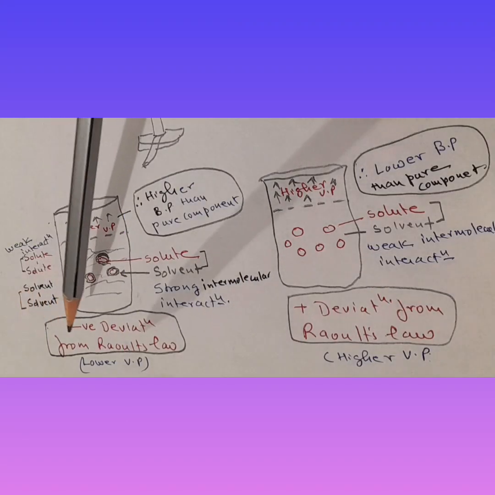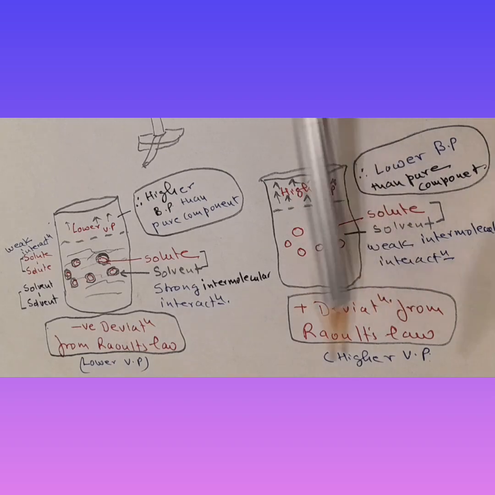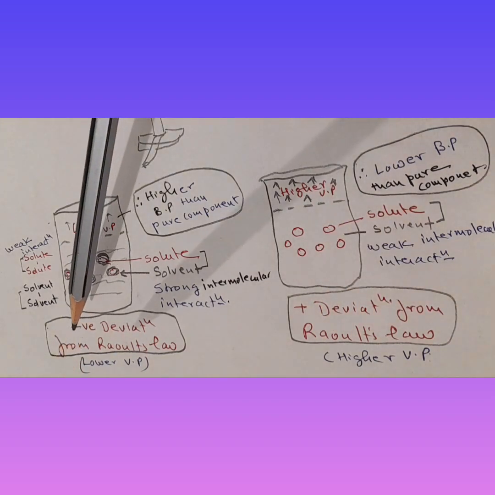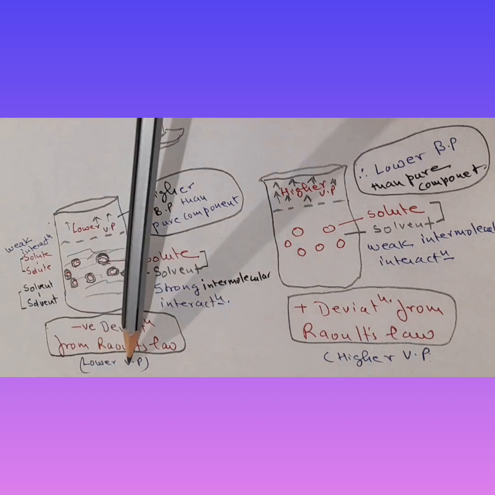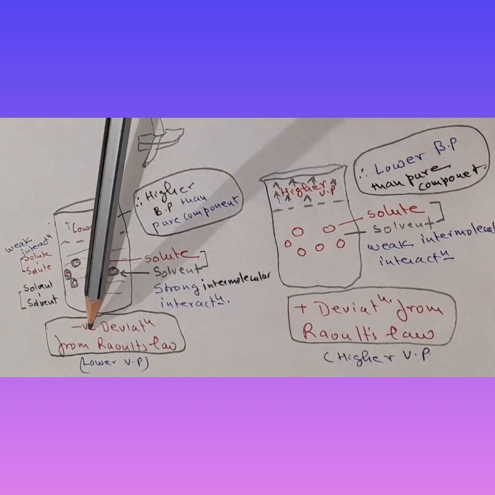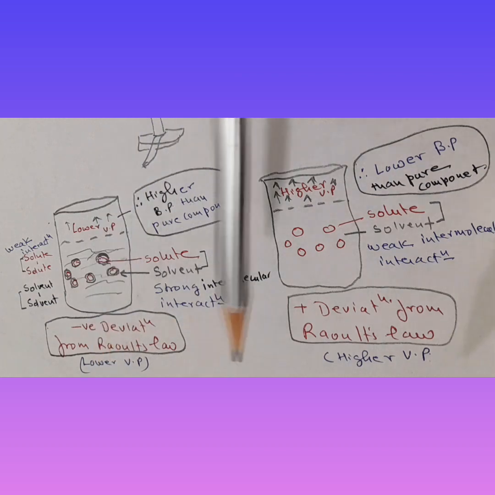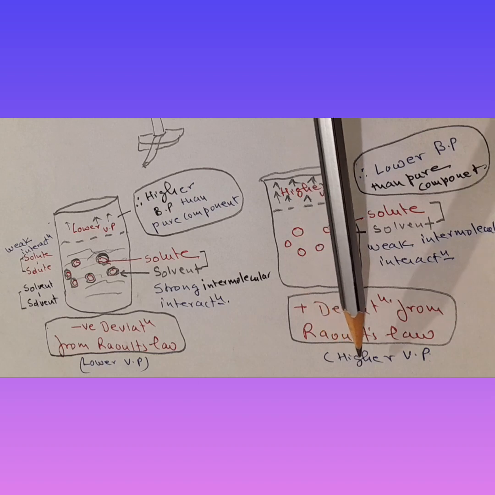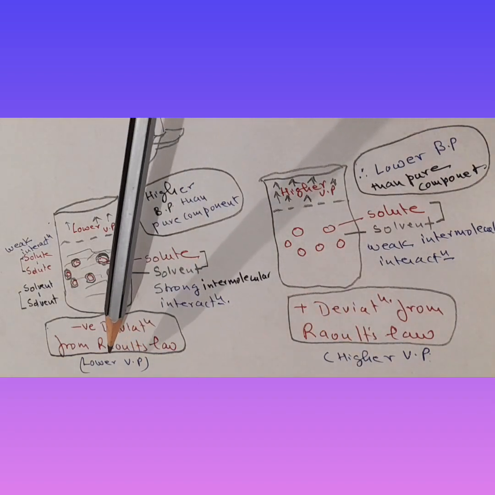Let's try and understand negative deviation from Raoult's law and positive deviation from Raoult's law. Whenever we are talking in terms of negative deviation from Raoult's law, we have got to focus on vapor pressure. Negative means less vapor pressure, that is lower vapor pressure, and positive means higher vapor pressure. Alright, so just focus on it, everything would be clear.